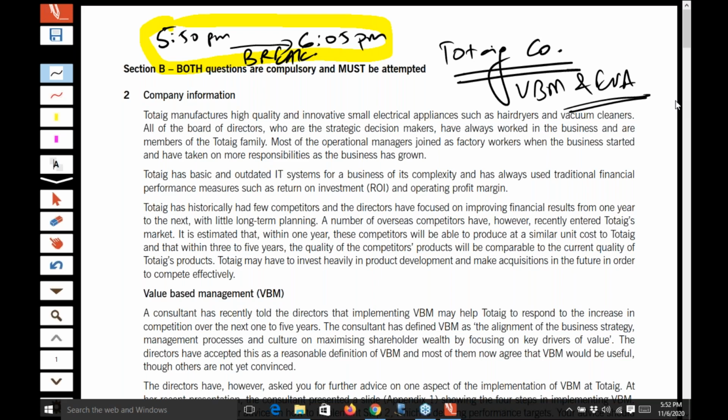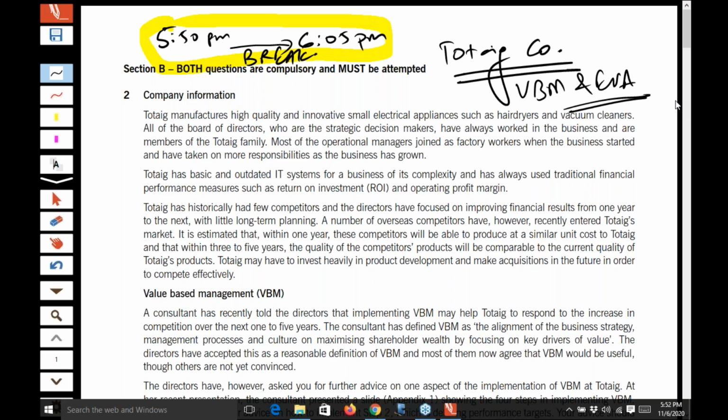One of them is you have to identify whether Totac has created value or not. And the second thing is the difficulties of using EVA as a performance measure. So let's talk. This is the relevant portion of the question. It says directors are unsure of a suitable performance indicator for them to use to measure whether Totac is creating value.